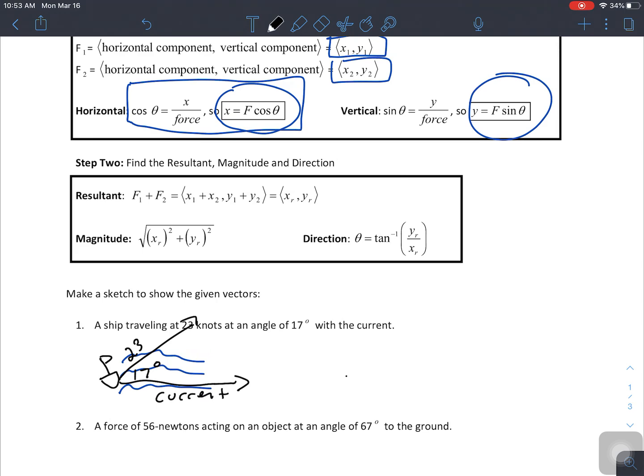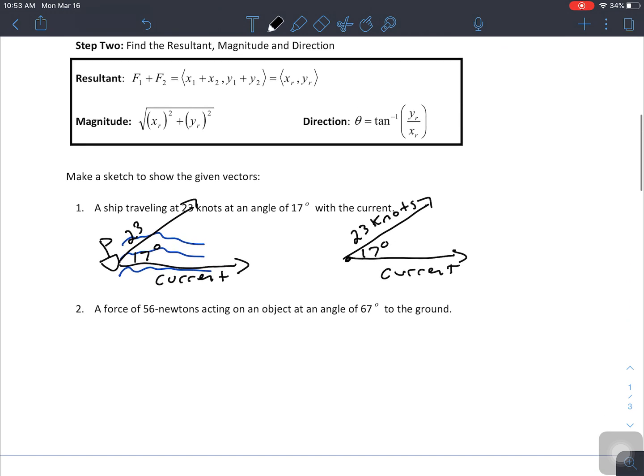So again, here's the current, and here's the ship that's traveling at 23 knots at a 17 degree angle. These first couple problems are just having you do a couple of sketches before we go into actually finding all the different components that I talked about. So this is a great time to pause the video, try to sketch the next one, and then start it again to see how you're doing.